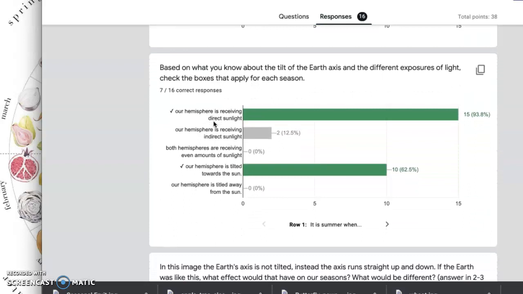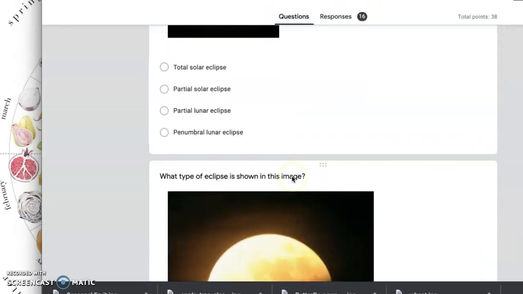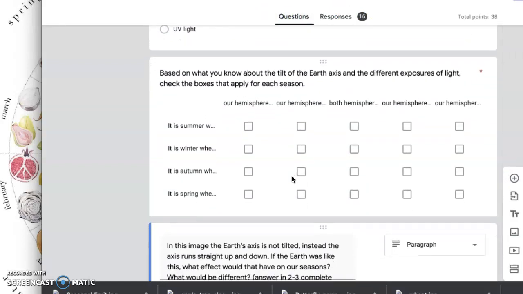Okay, based on what you know about the tilt of the Earth's axis and different light exposures, check the boxes that apply for each season. For this one, I wanted you to check all that apply for each season. Maybe I should have included that you may have more than one box checked for each season.